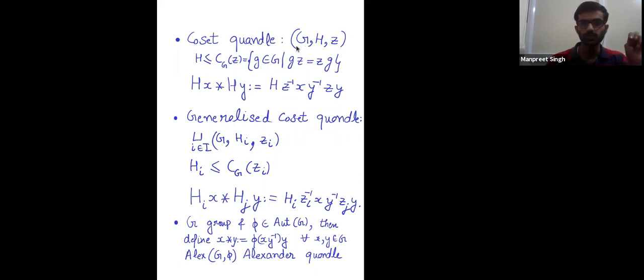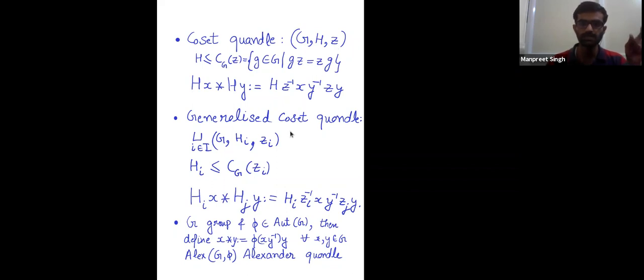Now a coset quandle. Suppose we have a group G and a subgroup H of G, and we take some element, say z, with the condition that H is contained in the centralizer of z. By centralizer we mean those elements of the group which commute with z. And we define the operation over the cosets of H in G in this way, Hx star Hy. One can check that the operation is well defined and the set of cosets becomes a quandle, and we denote it by G/H,z.